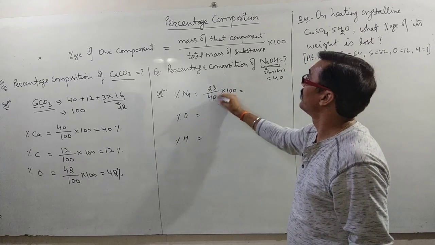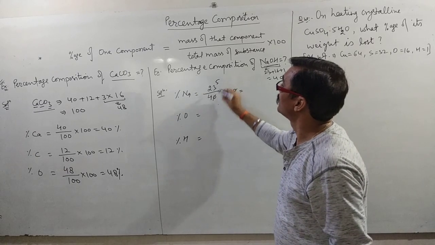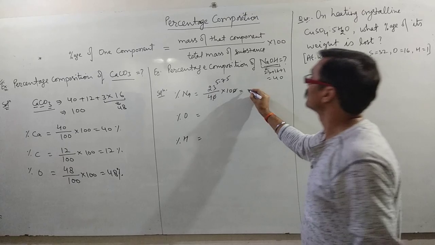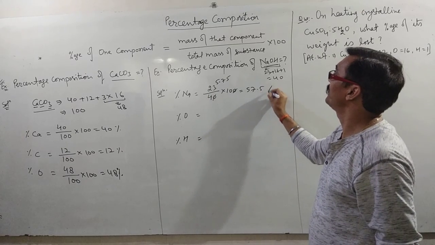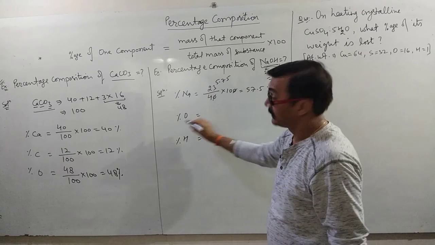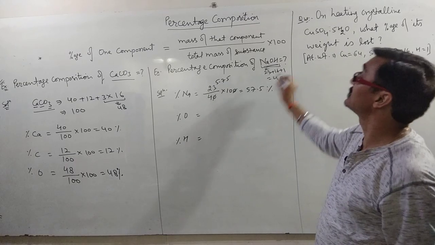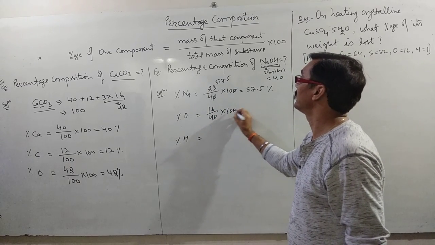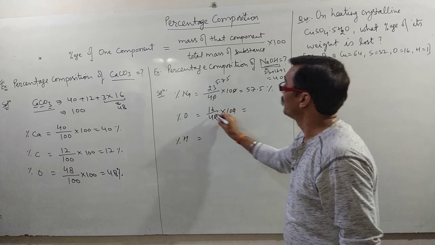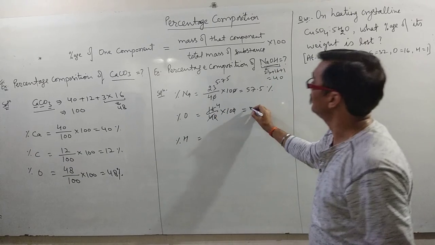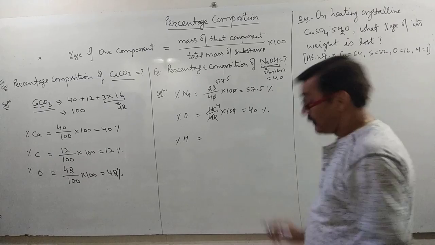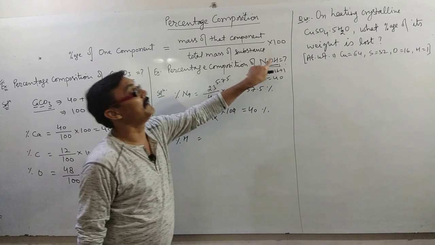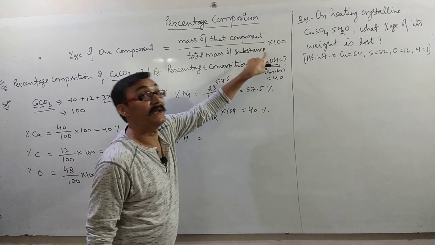It is 57.5%. Again, the percentage of oxygen: mass of oxygen 16 divided by 40 into 100. It is 40%. The percentage of hydrogen: there are 3 elements in NaOH.